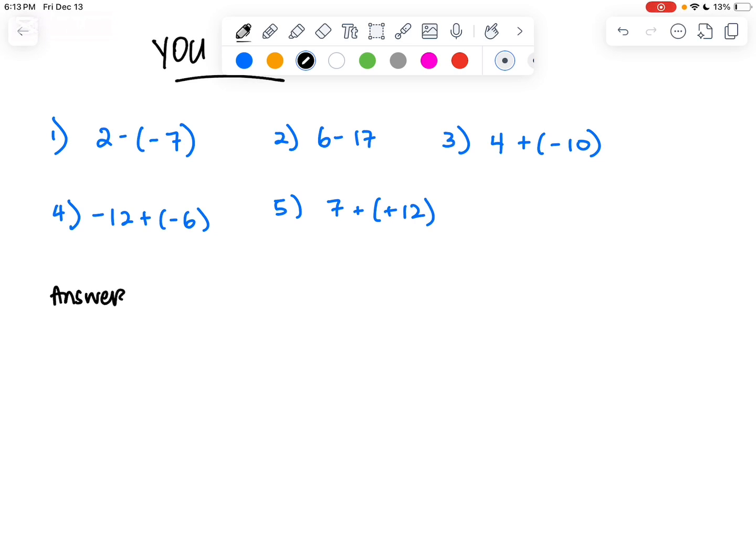Okay, so now that you're back, let me give you the answers for these. Answer for 1 is 9, 2 is negative 11, 3 is negative 6, 4 is negative 18, and 5 is 19. So hopefully that makes sense.